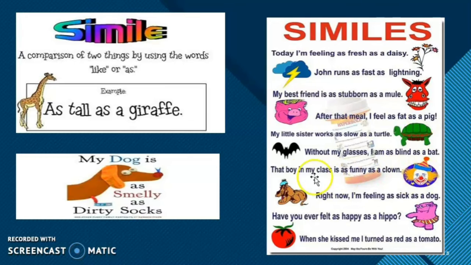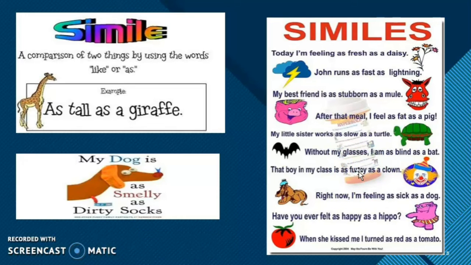For example, that boy in my class is as funny as a clown. Now, maybe the boy is really funny. He has this funny type of character. He's always laughing. So, you know that a clown is also like that. So, you can say that boy in my class is as funny as a clown. Funny is your quality. Clear?